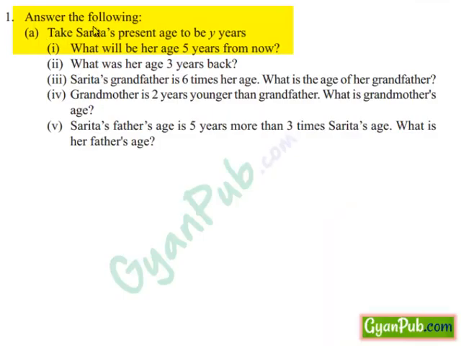Now moving on to question number 1, answer the following. (a) Let Sarita's age be y years. First bit, what will be her age 5 years from now? Now moving on to the solution.